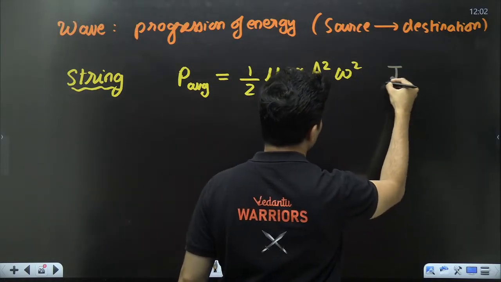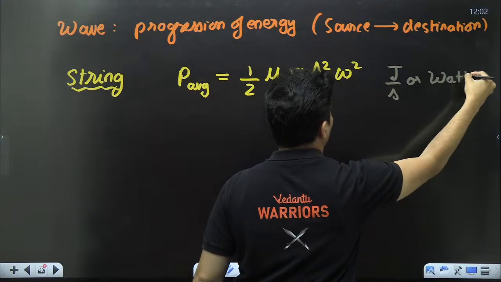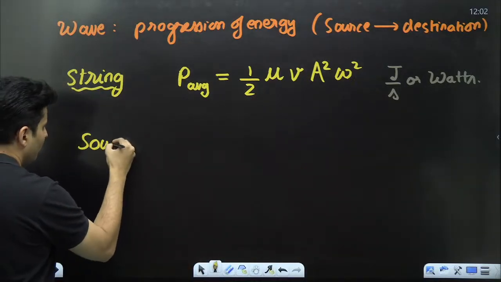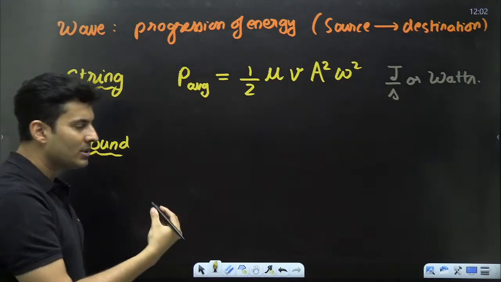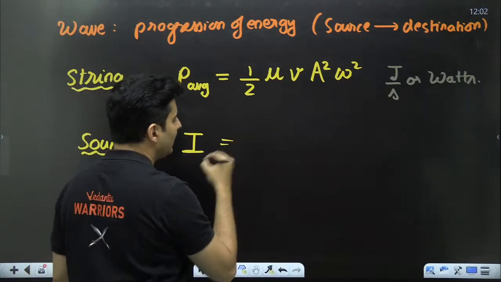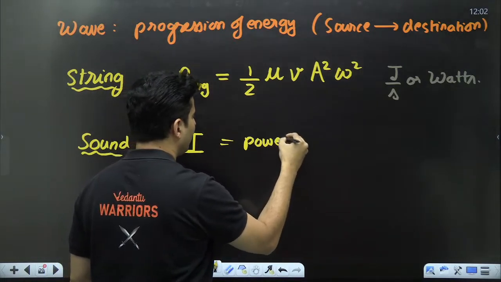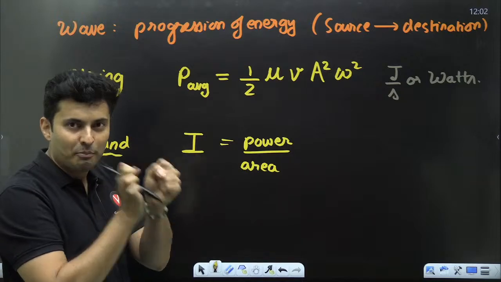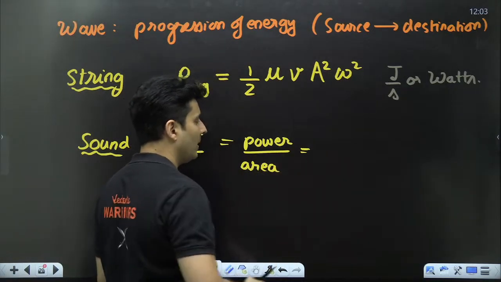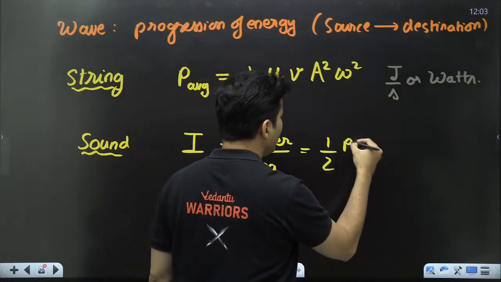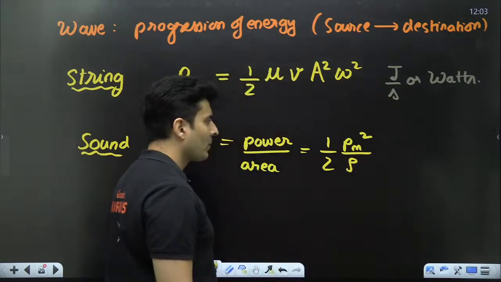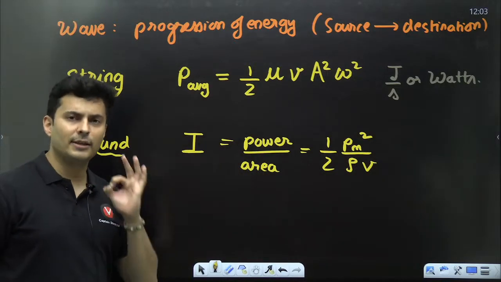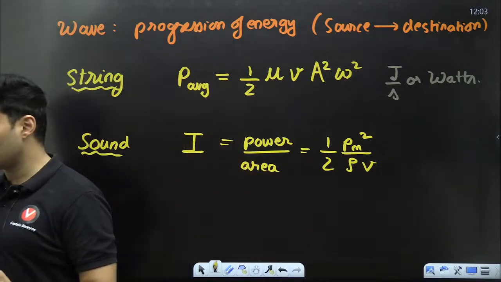Needless to say, this will be in joules per second or in watts. For sound, you generally do not use power, you use the term intensity. Intensity is power per unit area, how intense the sound energy is per unit time per unit area. It is half pm square by rho V. Rho is the density, V is the wave speed, and pm is the pressure amplitude, which I was talking about some time back.